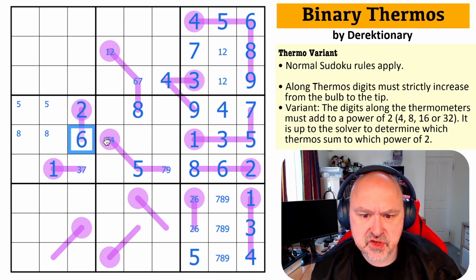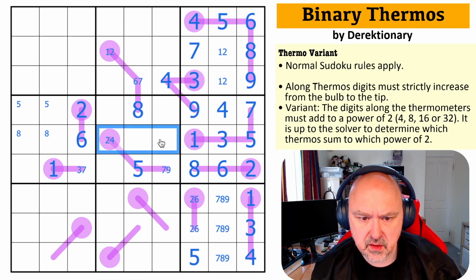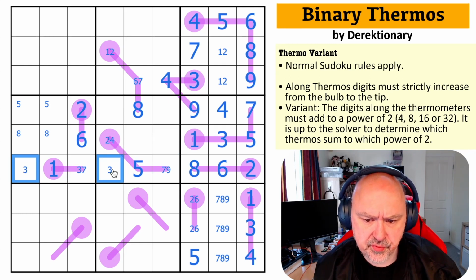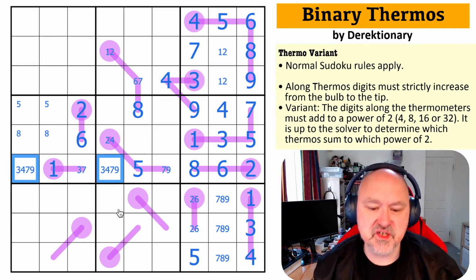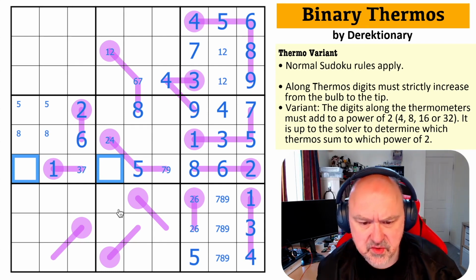This is weird. So 2 is in here somewhere. This is 1, 3, 7. This is a quad now. So 1, 2, 3, 4, 5, 6, 7, 8, 9. 3, 4, 7, 9. But I've got almost no information pointing at them, so it's kind of a useless quad.